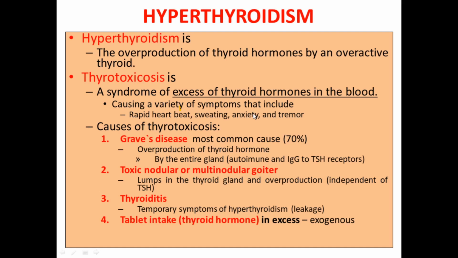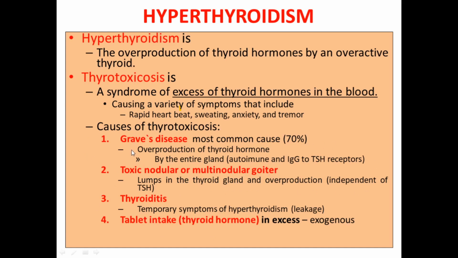So what are the symptoms that we are able to see? Rapid heartbeat, sweating, anxiety, tremor, and so many. So why does this thyrotoxicosis occur? What are the causes? Mainly two causes are there. First one is Graves' disease and second one is toxic nodular goiter. Apart from that, there are other causes also, but mainly these two causes are causing the thyrotoxicosis in the patient.